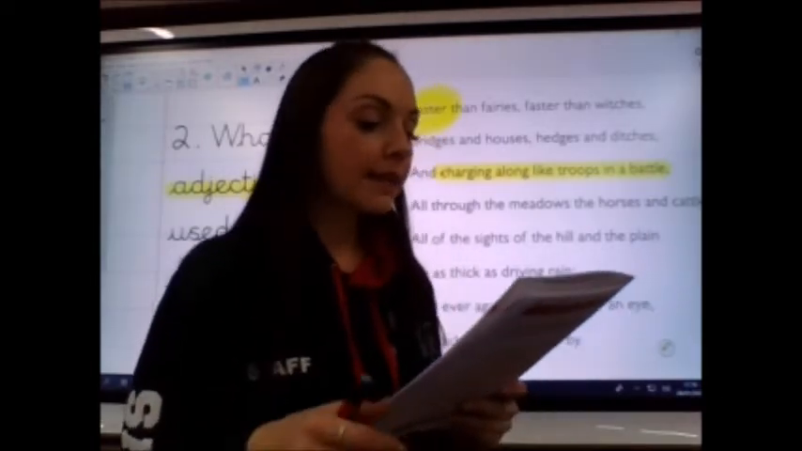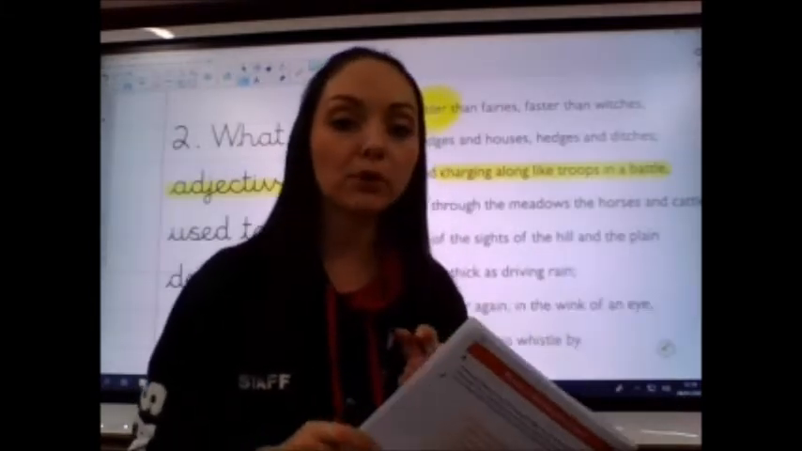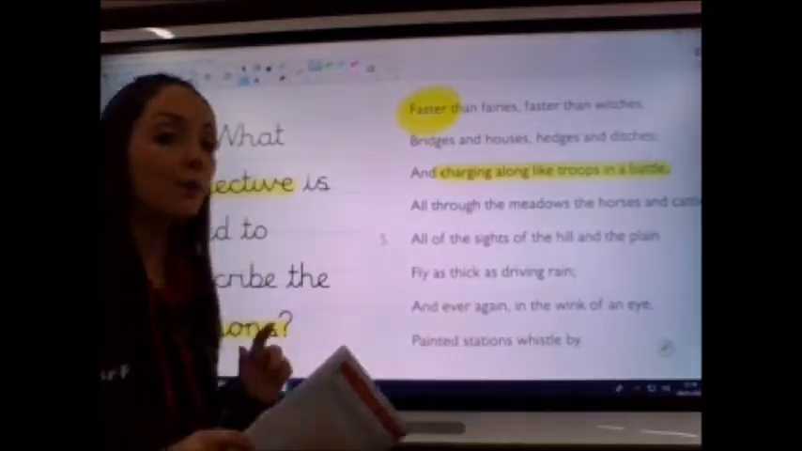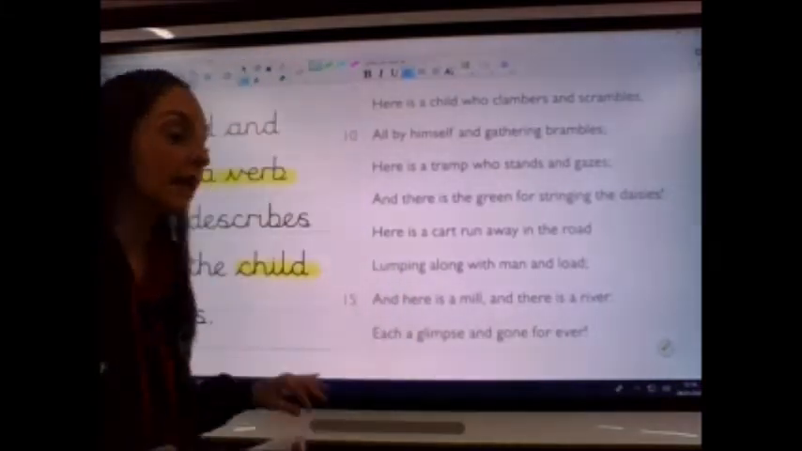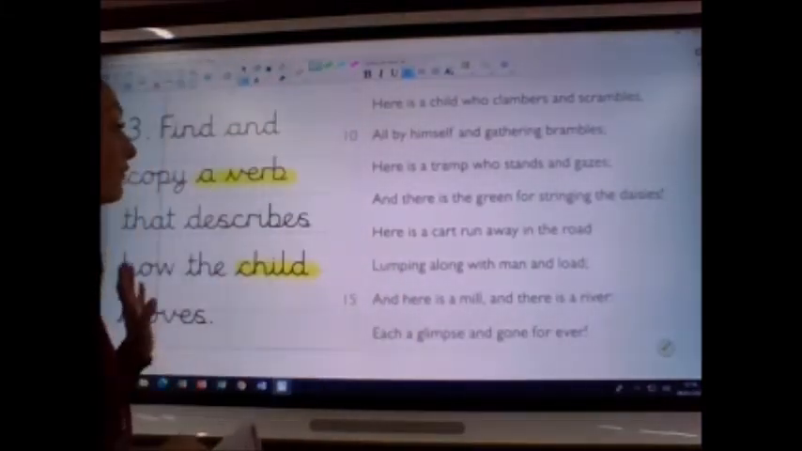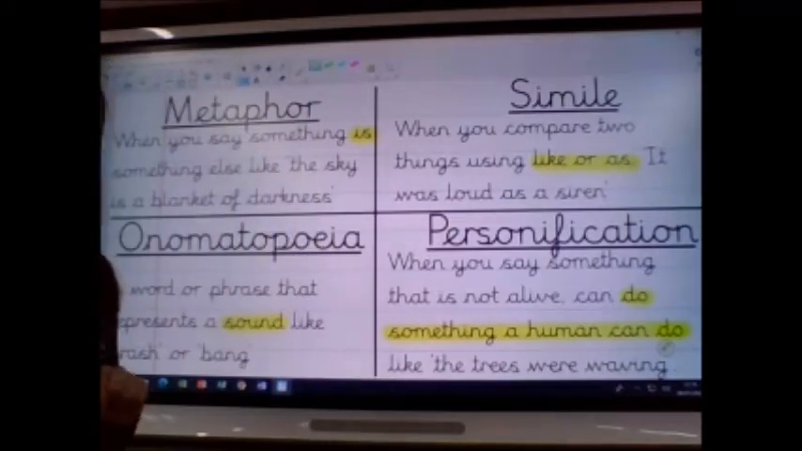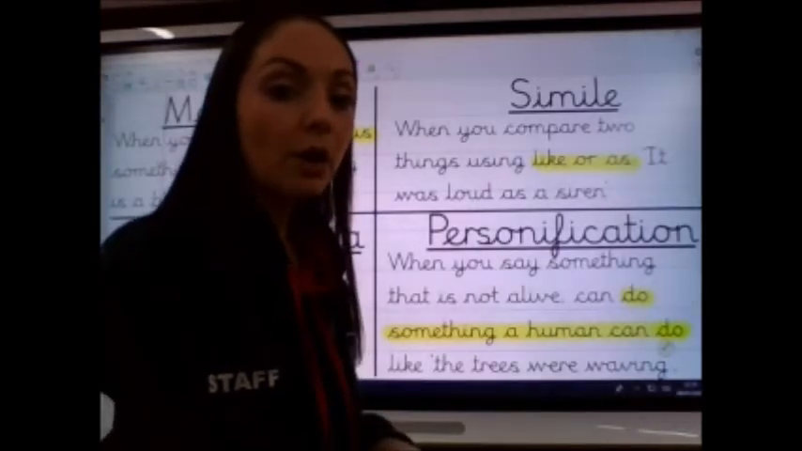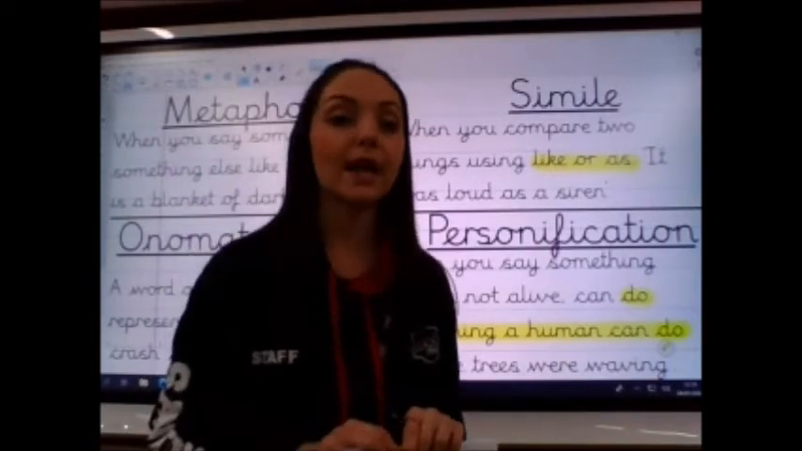Number 3 then says, fly as thick as driving rain. This is an example of a metaphor, a simile, onomatopoeia or personification. Now we went over similes and personification in quite a lot of detail last week, but I've got some little reminders on the board to help you. So I've written a little reminder of what a metaphor is, what a simile is, what onomatopoeia is, and what personification is. I'm going to go through them with you, remind you of what they all mean, and then you should be able to answer that question.